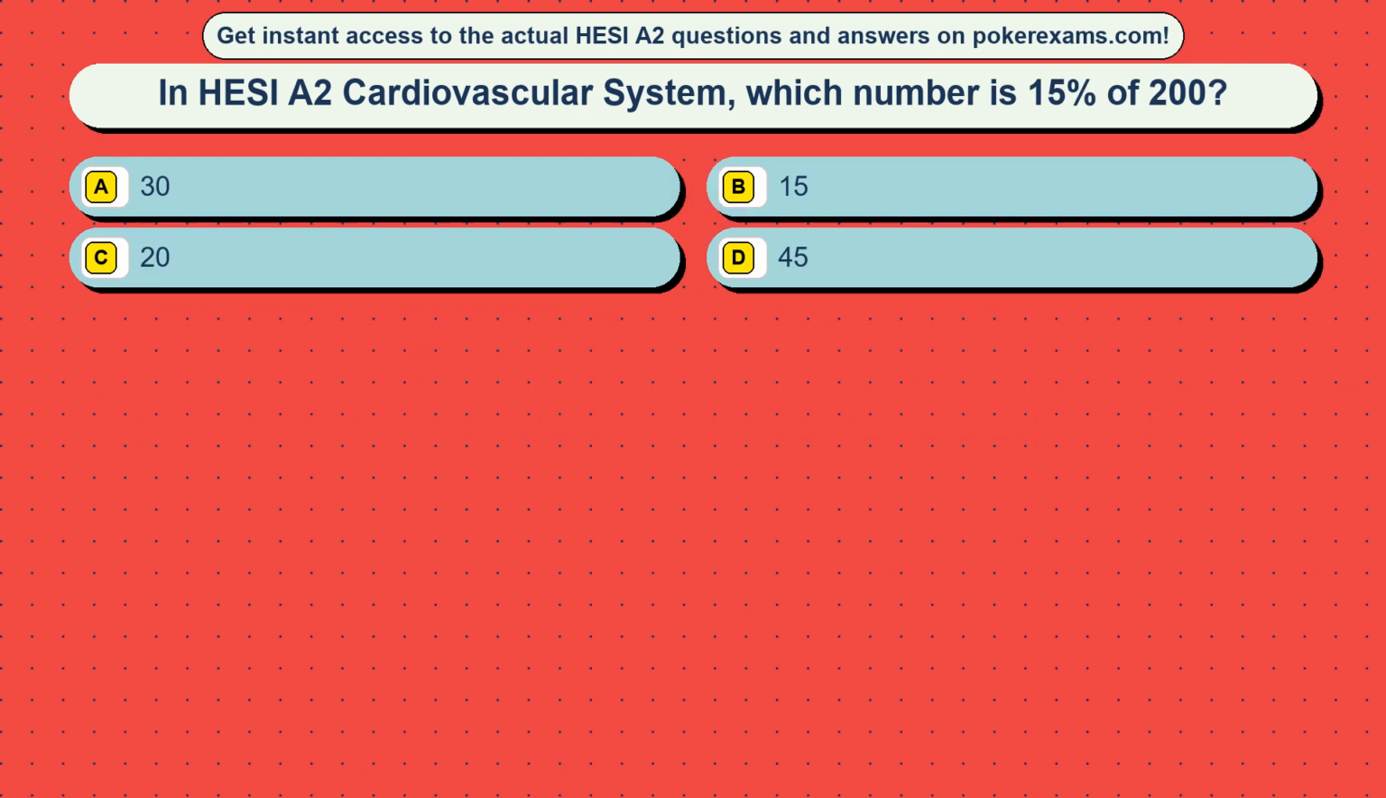Question 13. In HESI A2 cardiovascular system, which number is 15% of 200? Option A, 30. Option B, 15. Option C, 20.